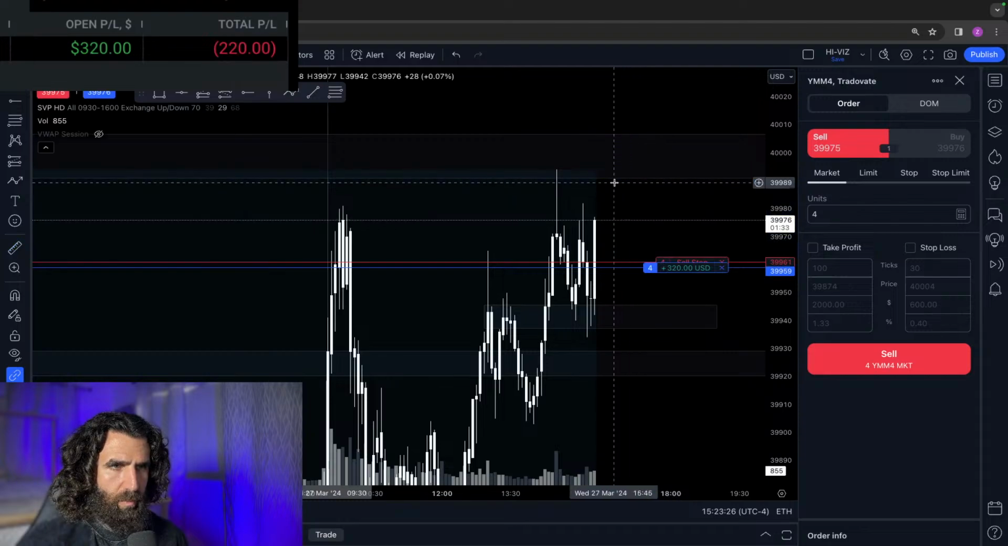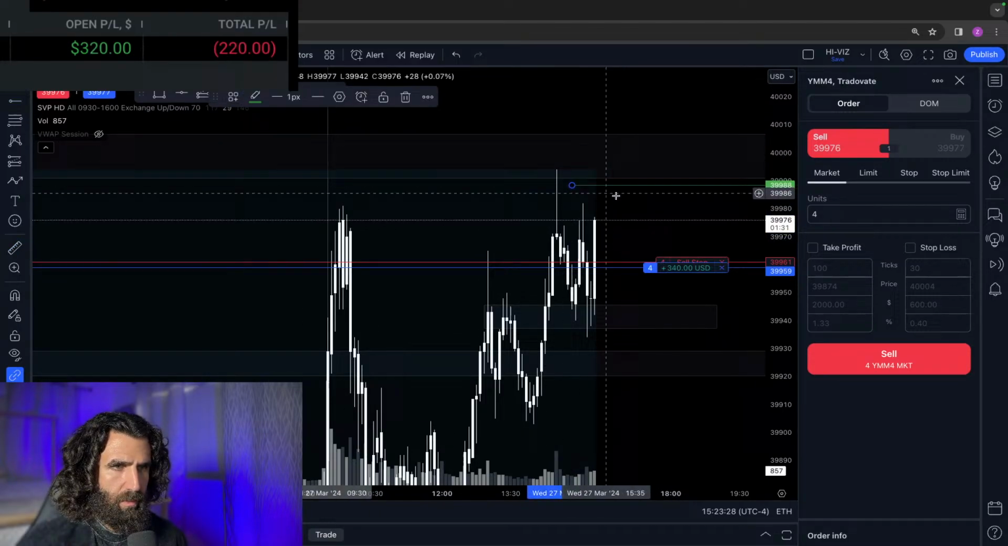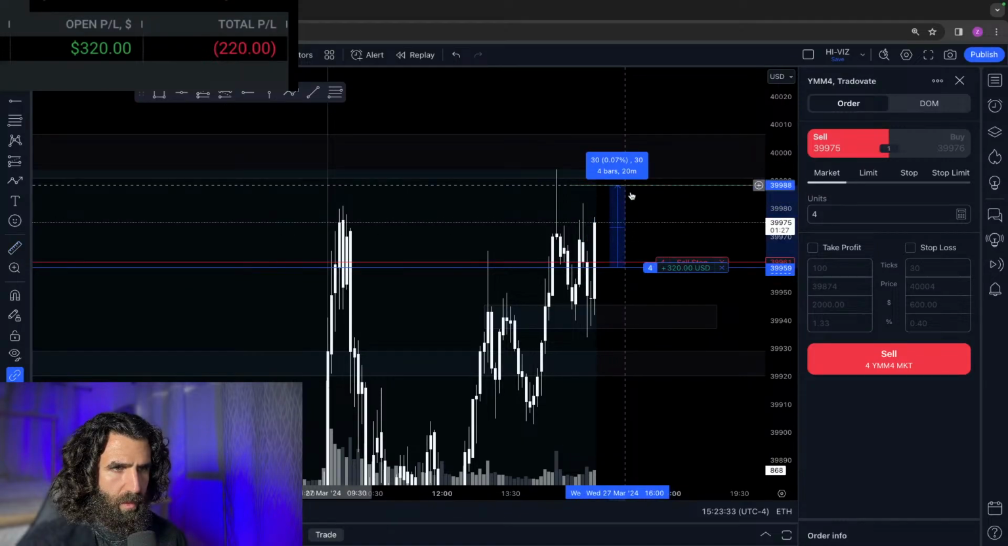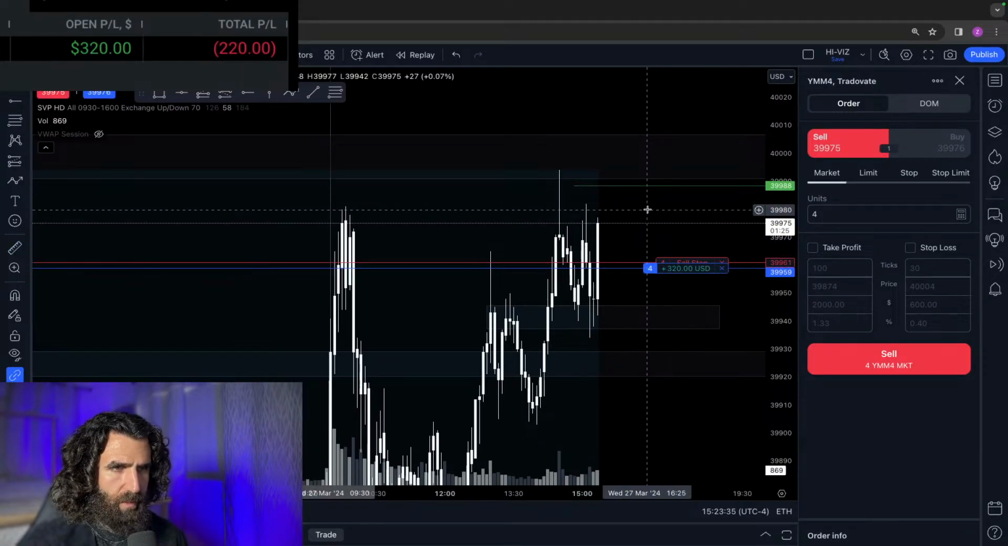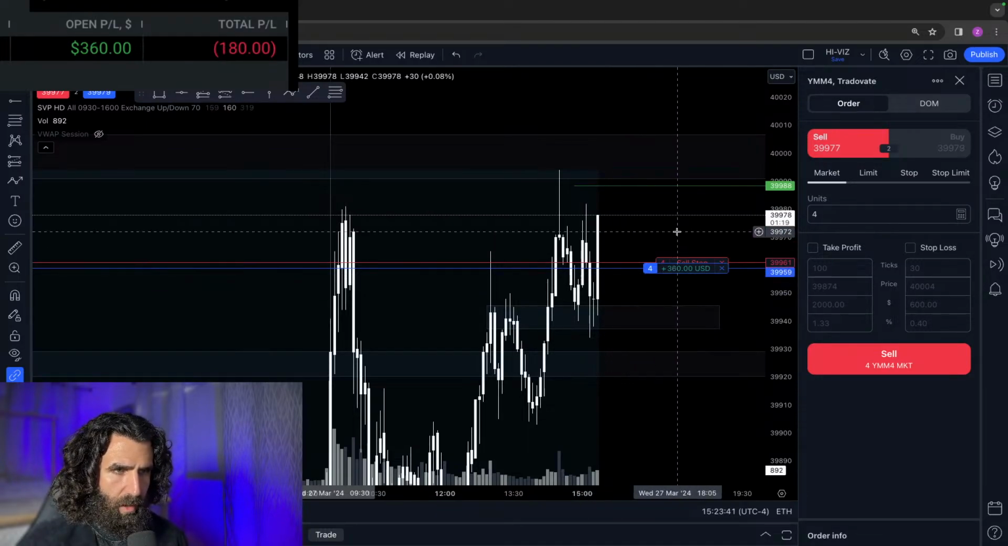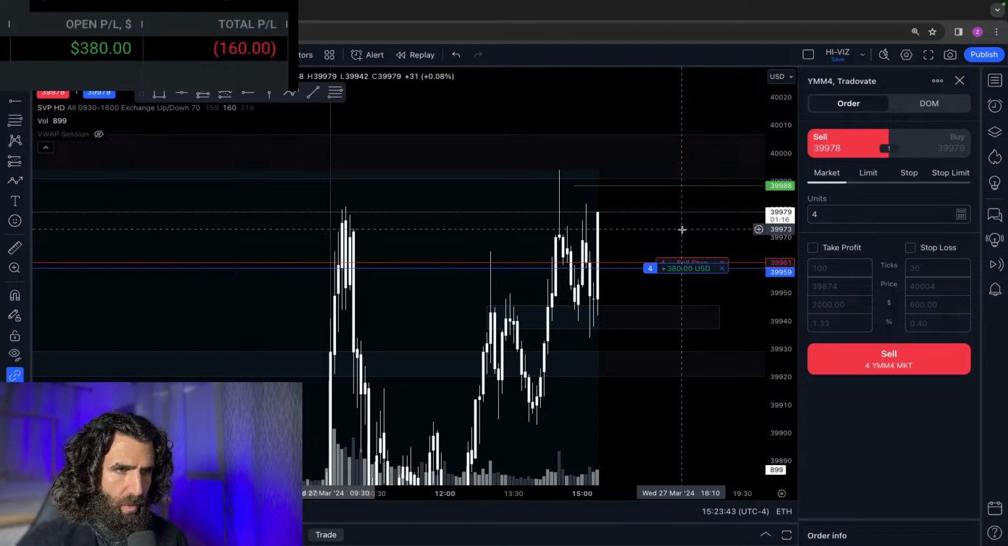30 would be right about here. That's the first target that we're looking at. Stop loss of break even. This might just come down and stop me out. But this looks okay so far.